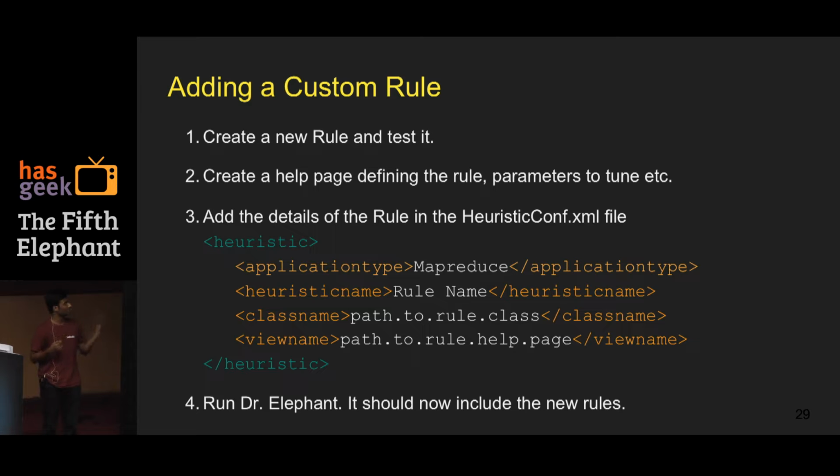And once you have the rules and once you have the help page, you can just go to Dr. Elephant, and there's a heuristic conf. Heuristic is a terminology in Dr. Elephant for a rule. So you can go to this heuristic conf.xml file, and you can add 2 new heuristic tags, and then give a path to your class and give a path to your help page and give a name for your rule. And you just restart Dr. Elephant, and Dr. Elephant will start analyzing all the jobs with the new rule that you have written.